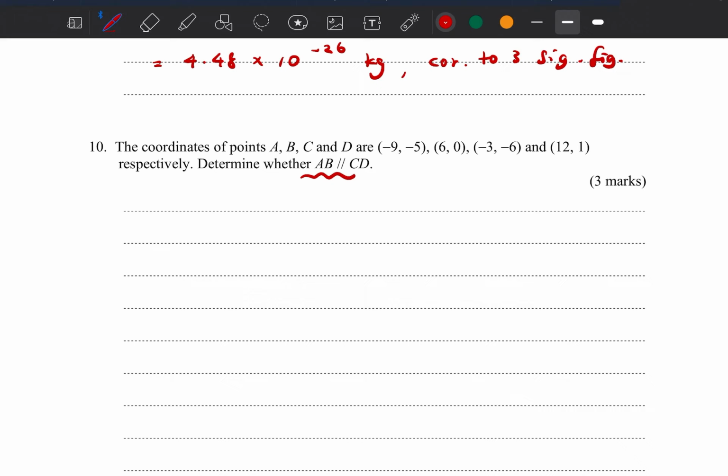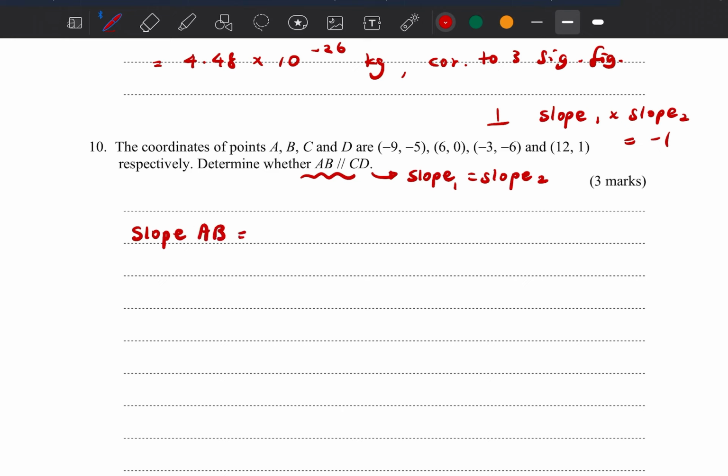Whenever they ask you to prove whether it's a parallel line or a perpendicular line, it means they want you to show the slope. For parallel, they want you to show the slopes equal each other. If it's perpendicular, it will be slope 1 times slope 2 equals -1.